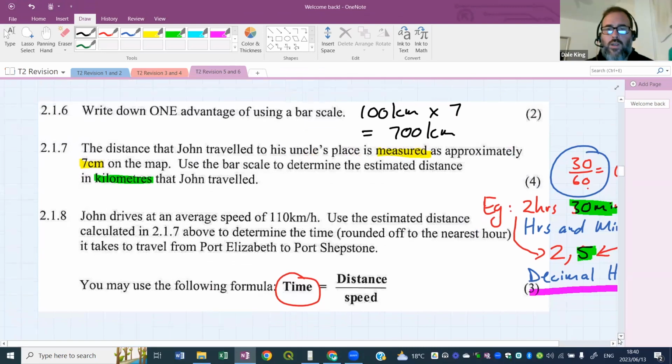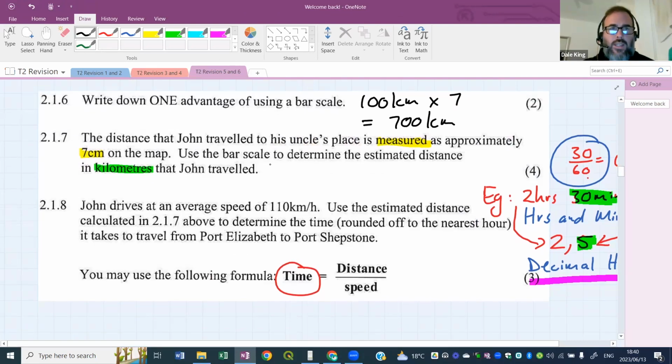So this formula needs two things to give you time. It needs a distance and it needs a speed. If we go to our question, it tells us use the distance from question 217, and we've already calculated that it's 700 kilometers. Then it tells us to use the speed of 100 kilometers per hour. So we've got our speed and our distance. Those two things are going to go into this formula, and we're going to get a time out. Let's sub them in and see what happens.